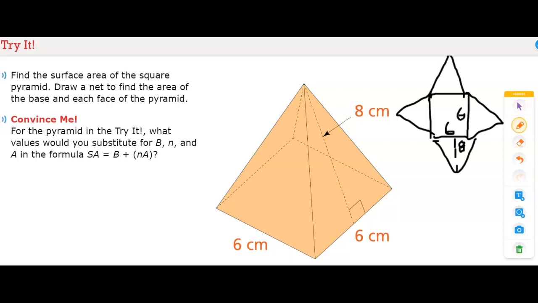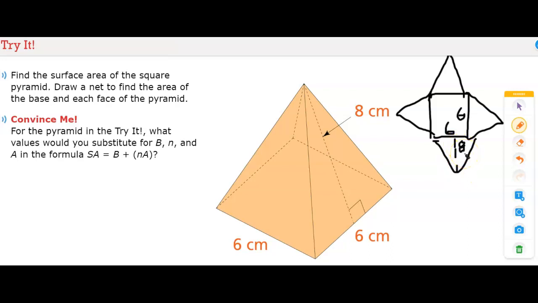So here's a net for this square pyramid. The base of the pyramid is a square, and the sides of the square base are 6, so that's where the 6 comes from here. After I drew the net, I wrote in the number 6 for that length, and where the arrow is pointing, that dotted line indicates the height of that triangle face. So that's why I have my dotted line and my 8 here.